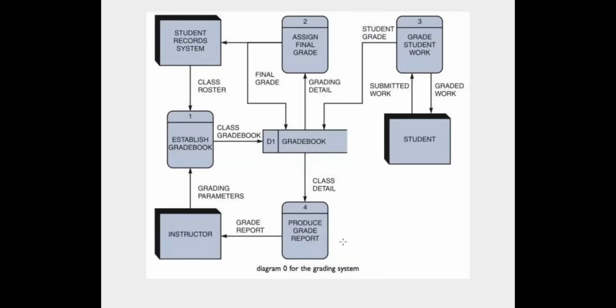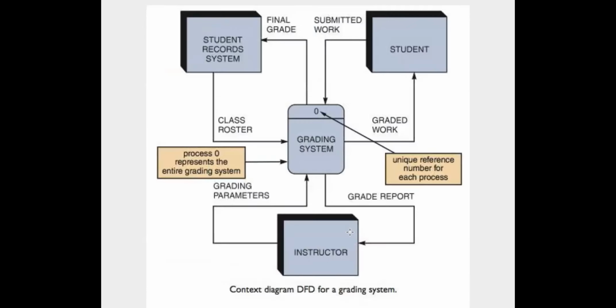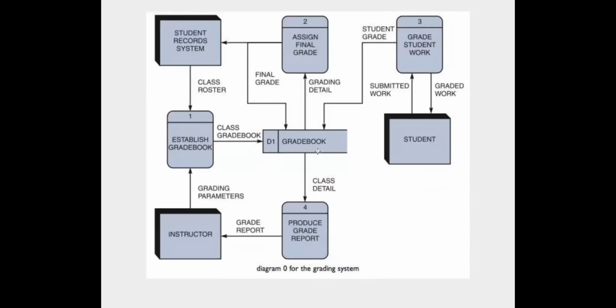Now, when you go to diagram 0, which means you go deeper than the context diagram, you are going to represent your single process with multiple sub-processes. Right now what we have is the grading work, which is one single process. But here what you notice is that the single process is now split into 3 separate sub-processes.